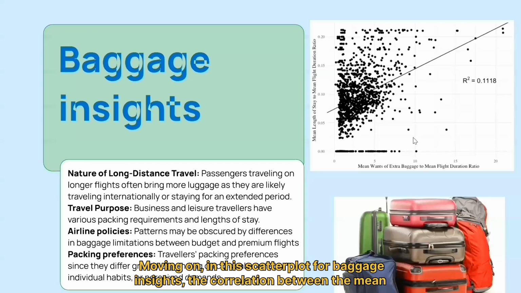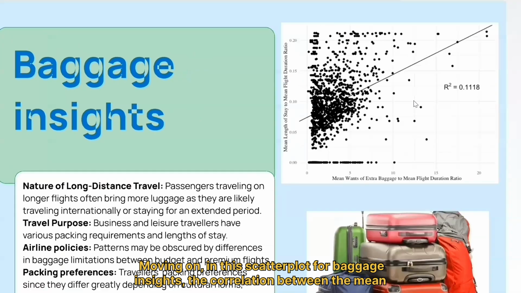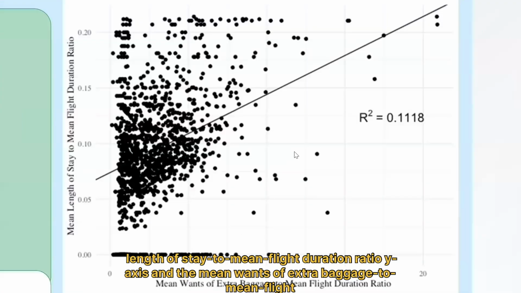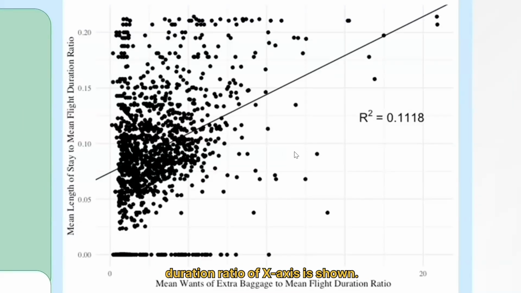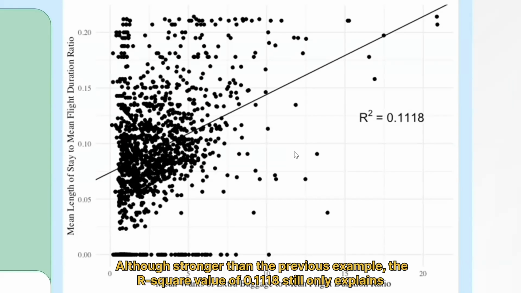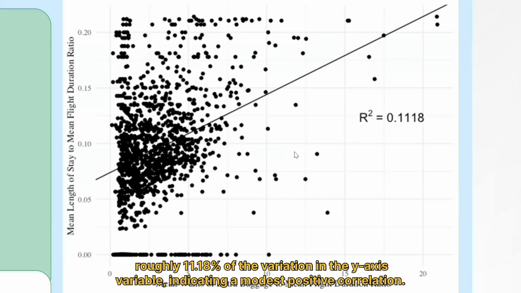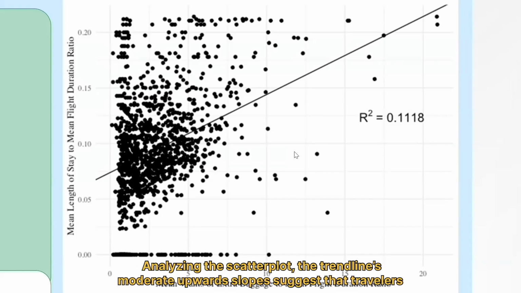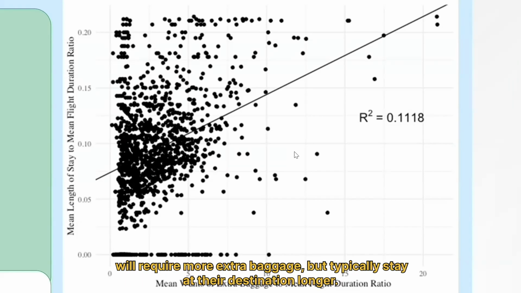Moving on, in this scatter plot for baggage insights, the correlation between the mean length of stay to mean flight duration ratio, y-axis, and the mean ones of extra baggage to mean flight duration ratio, x-axis, is shown. Although stronger than the previous example, the R-square value of 0.1118 still only explains roughly 11.18% of the variation in the y-axis variable, indicating a modest positive correlation. Analyzing the scatter plot, the trend line's moderate upward slope suggests that travelers who require more extra baggage typically stay at their destination longer.